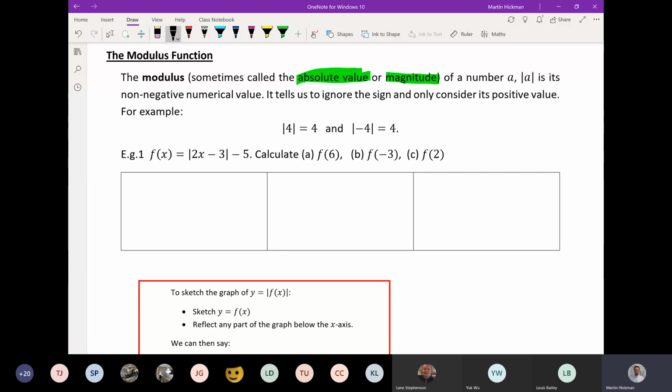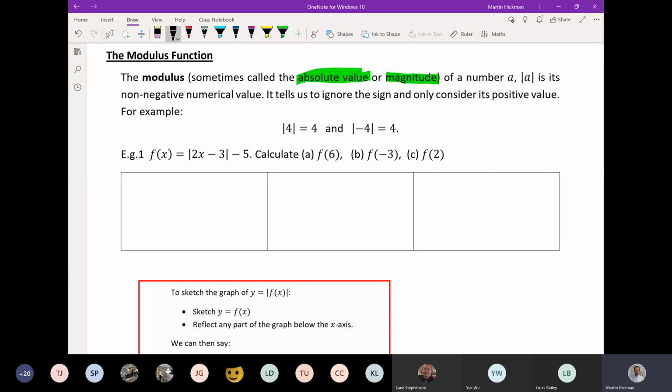So the modulus of a number, let's say A, is the non-negative numerical value. Basically what it means is we just ignore the negative sign, okay? And we only ever consider it to be positive. So the modulus of 4 is still 4. But the modulus of -4 would also be positive 4. So what we do is we always just ignore the negative sign there, okay?